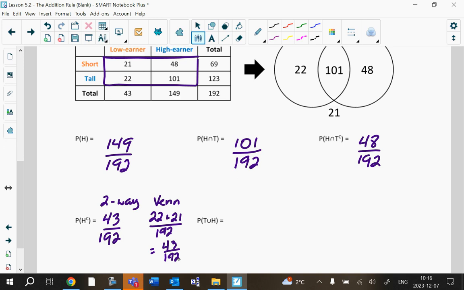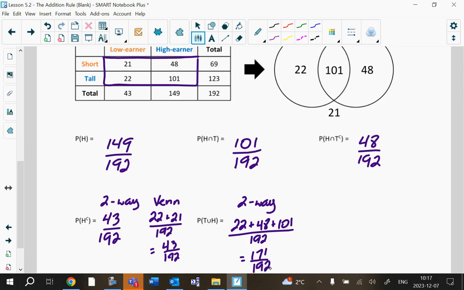And finally, tall or high earner. Well, we can go to the table, the two-way. We've already done this question before. So they can be tall or they can be a high earner. So it could be 22, 48, or 101, out of 192 of them, which gives us 171 out of 192.